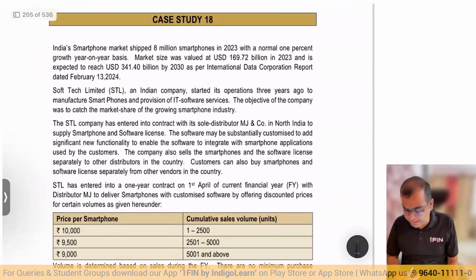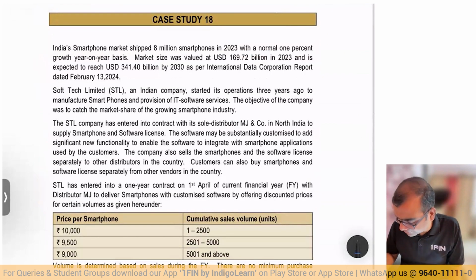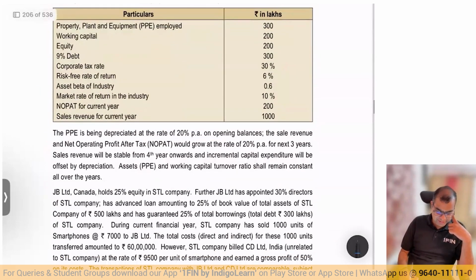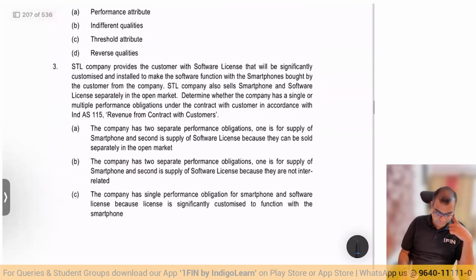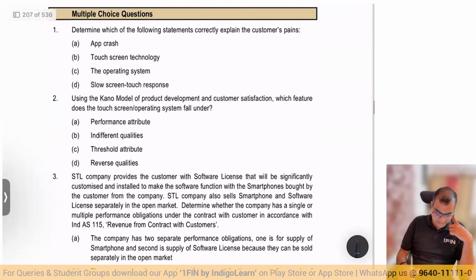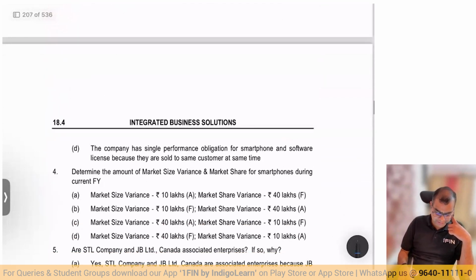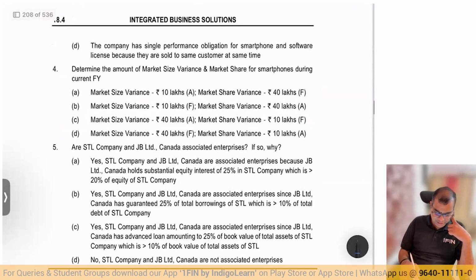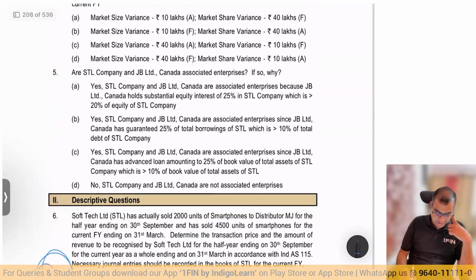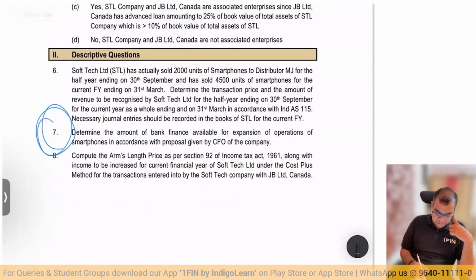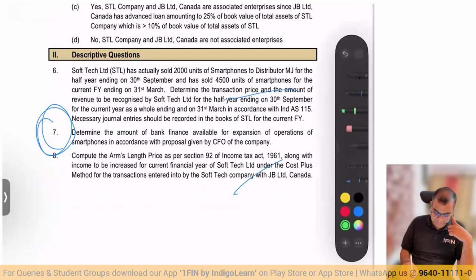Let us look at this case study 18. No, it is not there in the list, but I'm adding it. Let us look at the question directly, then we'll get into the case study. All these are irrelevant to us from FM and AFM perspective. Size variance and all that is again not relevant. Determine transaction price is not relevant. Compute arm length price is also not relevant.